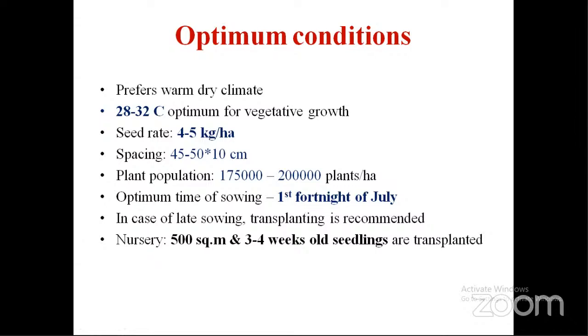Suppose there is no rainfall in that July month, so it's better to go for a nursery in a 500 square meter area, because for nursery maintenance less water and less care are required, so we can grow it for 1 month. And as soon as the monsoon arrives, we can transplant the seedlings. Generally, 3 to 4 week old seedlings are transplanted.